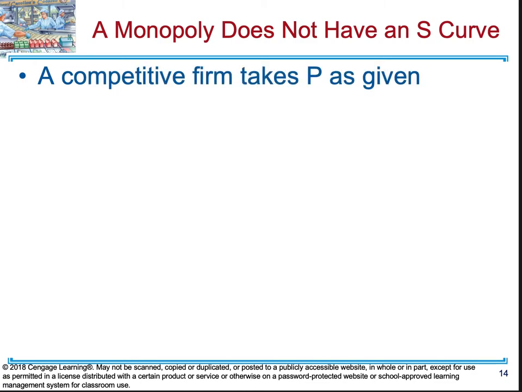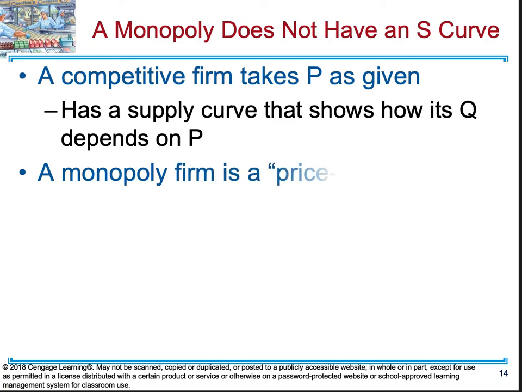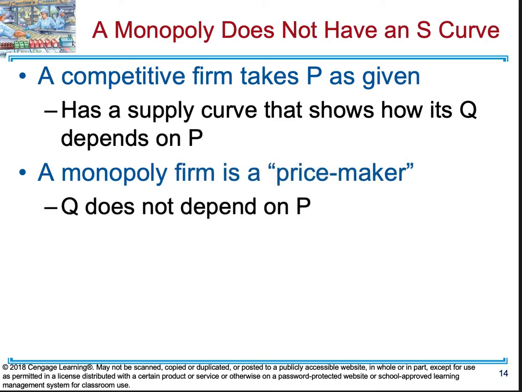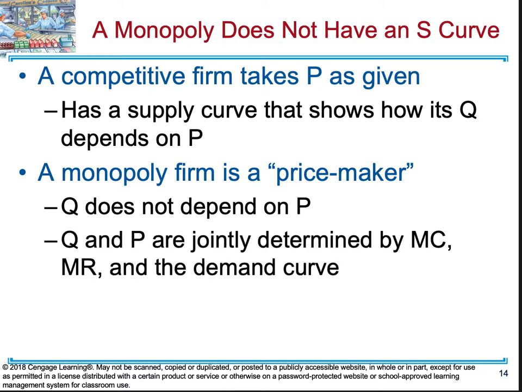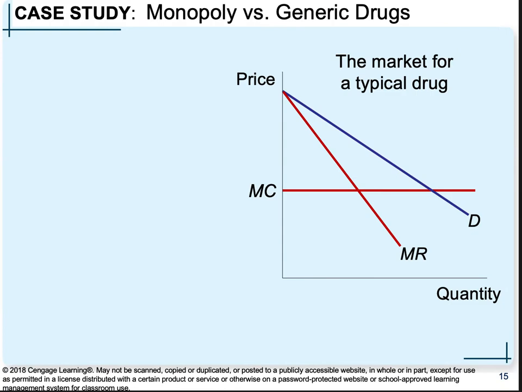Okay, so a monopoly does not have a supply curve. A competitive firm takes the price that is given, so it has a supply curve that shows how its quantity depends on price. A monopoly firm is a price maker. Their quantity does not depend on the price. Their quantity and price are jointly determined by marginal revenue, marginal cost, and the demand curve. So no supply curve for a monopoly. They get to choose the price that is set. Again, that's giving them more power and clout in this market.